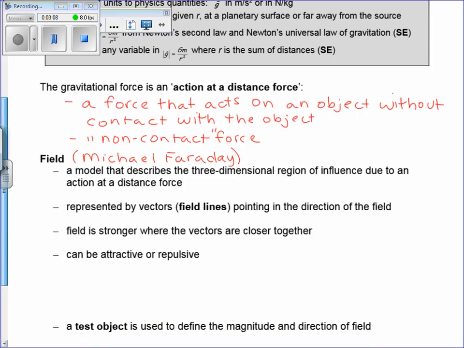And a field is a model. A model is something that describes a phenomenon in a way that makes it easier to understand, but it has to hit all points of the phenomenon. And it isn't something that actually exists. So a field doesn't really exist in space the way a force does. It just describes how it is that a force can exist at a distance from an object. So a field is a model that describes a three-dimensional region of influence due to an action at a distance force.